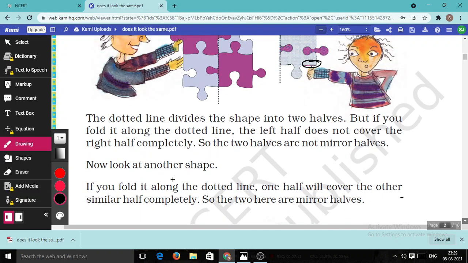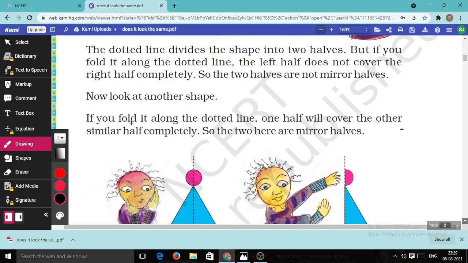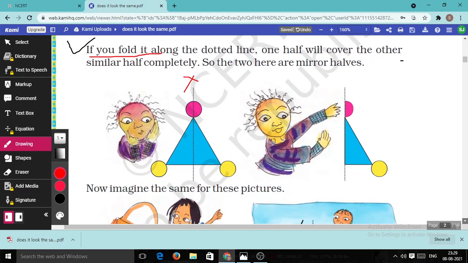Look here. Now look at another shape. If you fold it along the dotted line, one half will cover the other half. Look at this portion carefully. If you fold along the dotted line, that means you have to fold here along the dotted line, one half will cover the other similar half completely. So the two here are mirror halves. Look here.